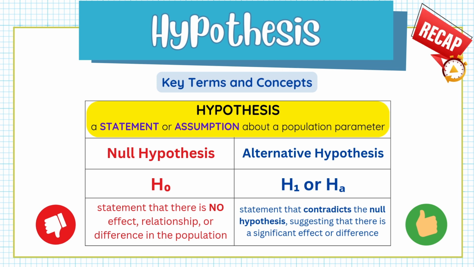It is indicated or denoted with the symbol H sub O, while alternative hypothesis is a statement that contradicts the null hypothesis. It is suggesting that there is a significant effect, relationship, or difference in the population. It is also denoted with the symbol H sub 1 or H sub A. But the question is how to write null and alternative hypothesis. Let us take the following problems.